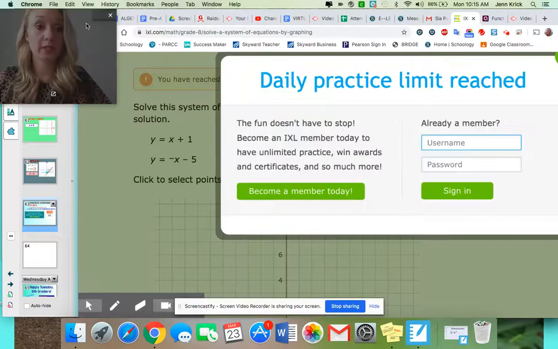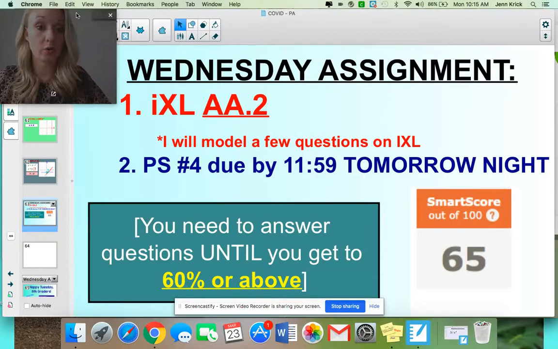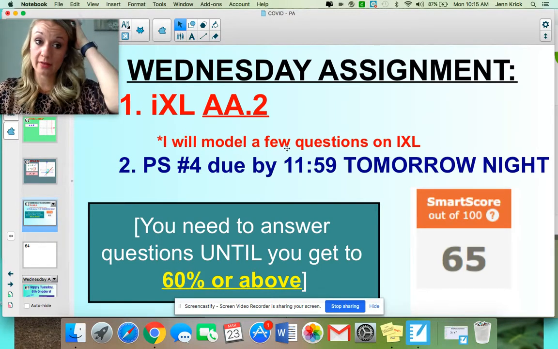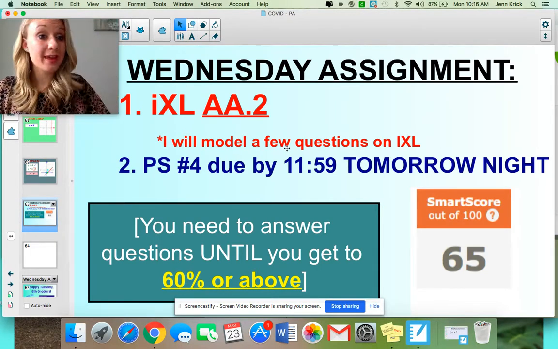So when you're doing this, make sure that you are doing AA2. Make sure you're doing the correct IXL. Make sure you don't log out until you reach 60 or above, and you use your notes if you need to.